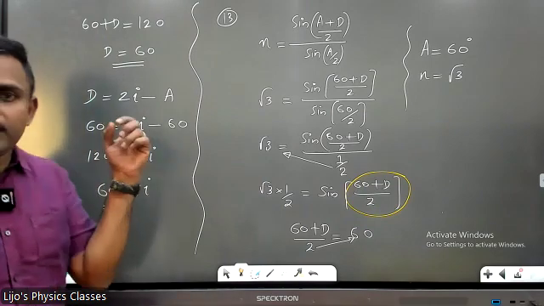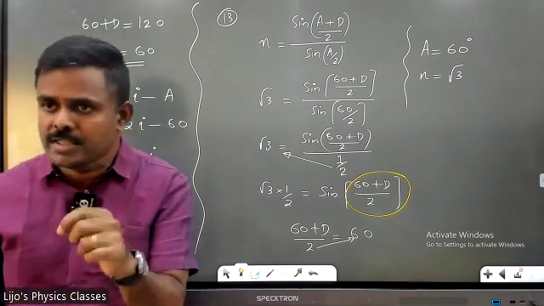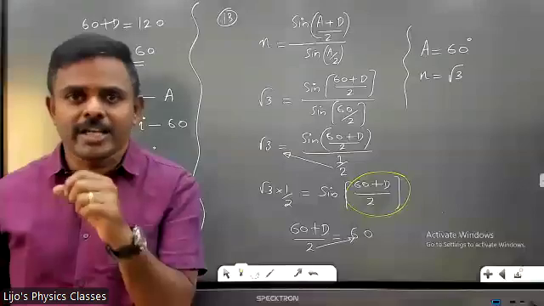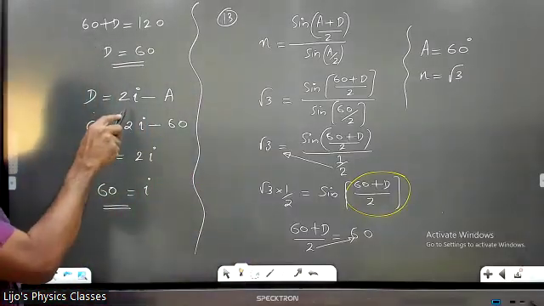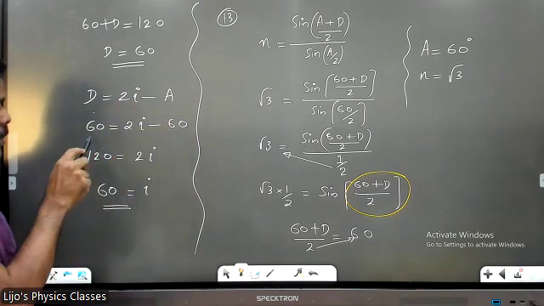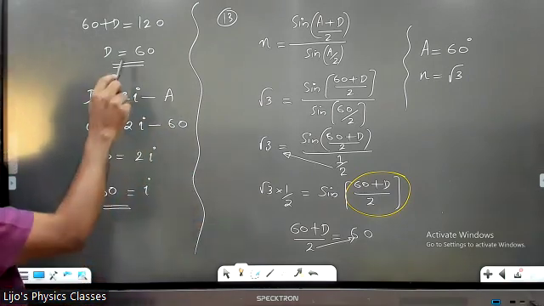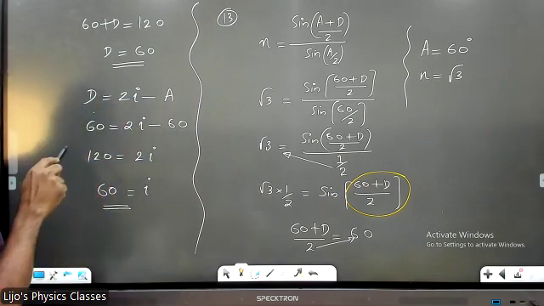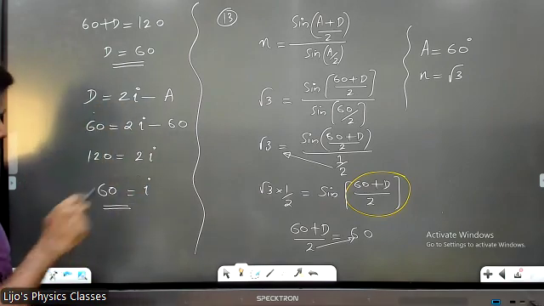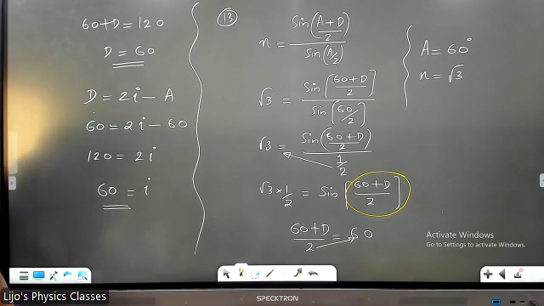Now the last one, you have to find the angle of incidence. The relation connecting angle of incidence to deviation is what? Capital D is equal to 2i minus A. So capital D is given, it's given here as 60. 2i minus A is 60. This goes to the left side. 60 plus 60, 120 is equal to 2i. i is equal to 60 now. All of you understood this?